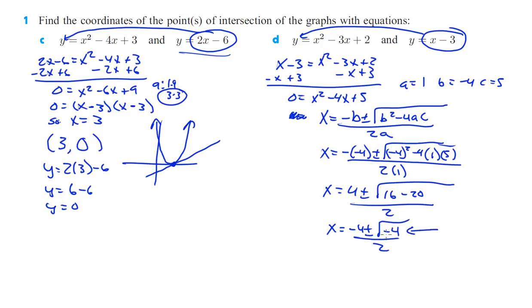Now, this here, this negative here, produces a problem, right? We can't take the square root of a negative number. So, since it's a square root of a negative number, this means that there are no intersection points.